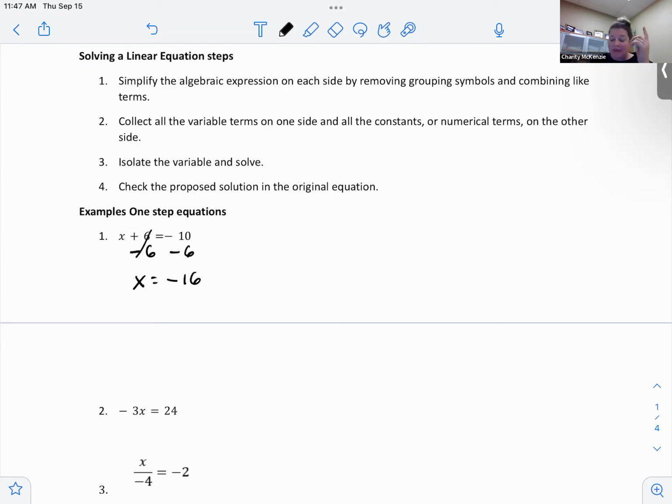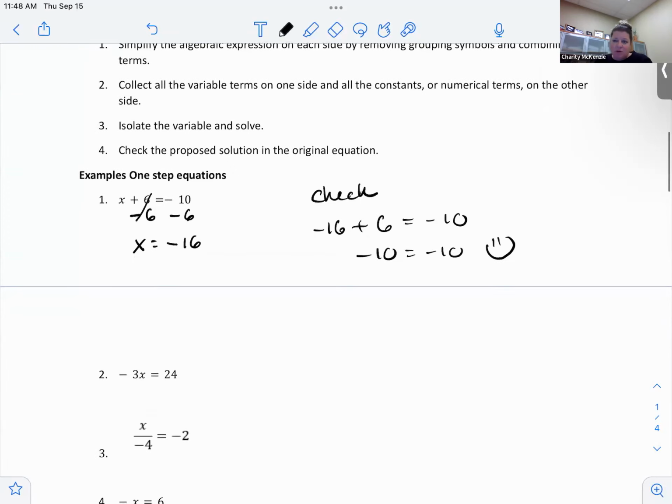Okay, so think back to our check. Does this work? If I have -16 plus 6, does that equal -10? Yeah, this is -10, which equals -10. So yes, the check worked. It's kind of cool because when you have the equal sign, you can always put your answer back in and make sure it really worked. And you can use a calculator for that part if it's a real long problem.